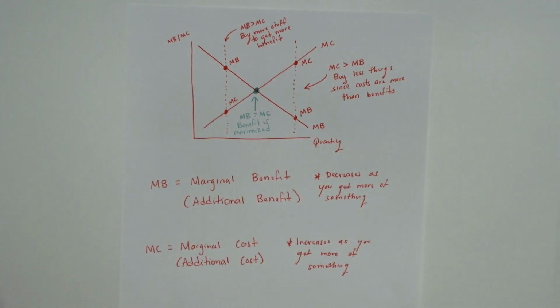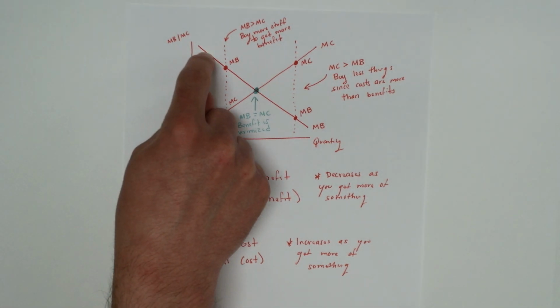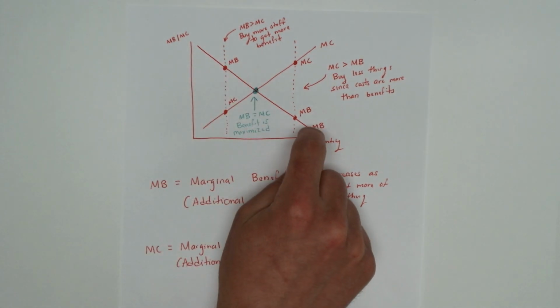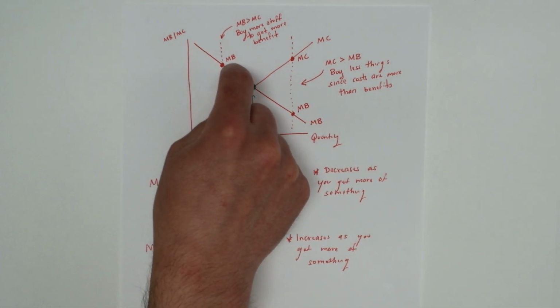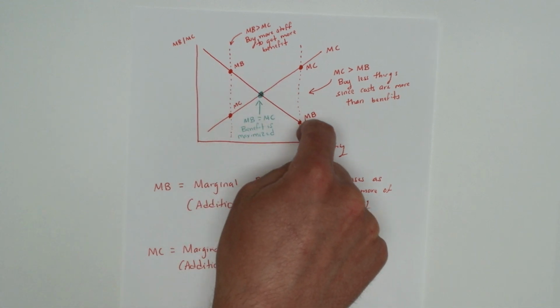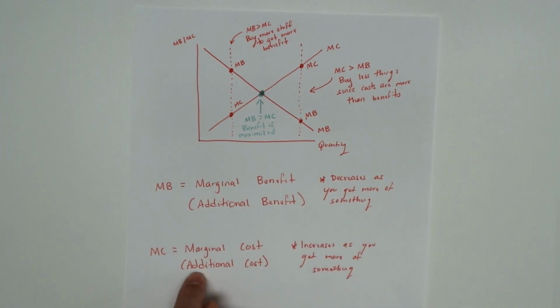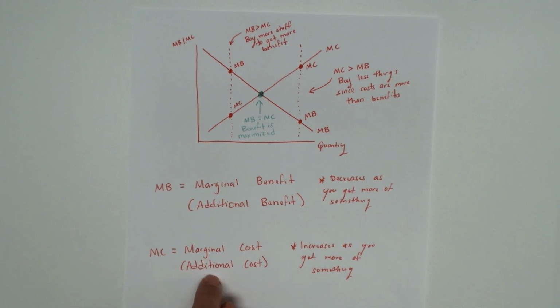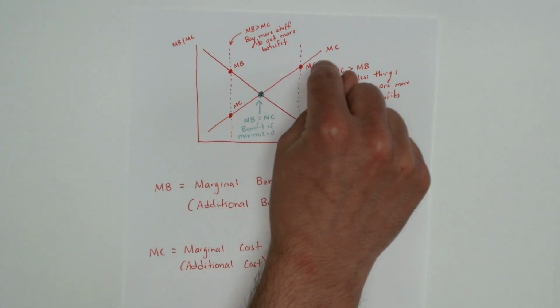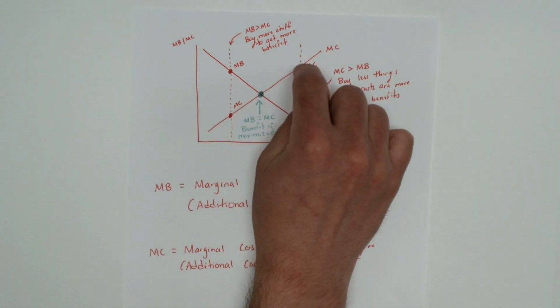For example, when I'm very hungry, the first slice of pizza is going to give me a lot of additional benefit, but the 20th slice of pizza, not so much. So as I get more and more of something, the marginal benefit starts to go down. That can be represented by this downward sloping marginal benefit curve right there. On the other hand, my marginal cost, as I try to get more and more units of something, it starts to go up. So the marginal cost increases as I try to get more and more of something.